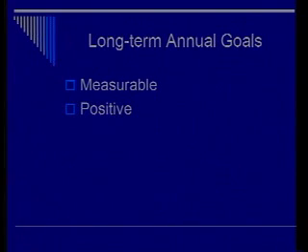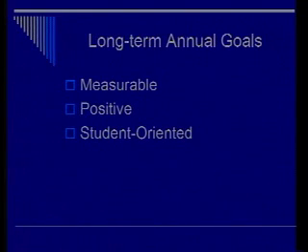Long-term annual goals, and short-term objectives, should be stated in a positive manner as opposed to a negative manner. And I'm going to show you an example of that in a moment. They should be student-oriented. Otherwise, you want to describe what the student will do. They should be relevant. They should provide for the current and future needs of that student. It shouldn't be something they already know how to do. It shouldn't be something that's so out of reach that they may be working toward it a couple years from now.